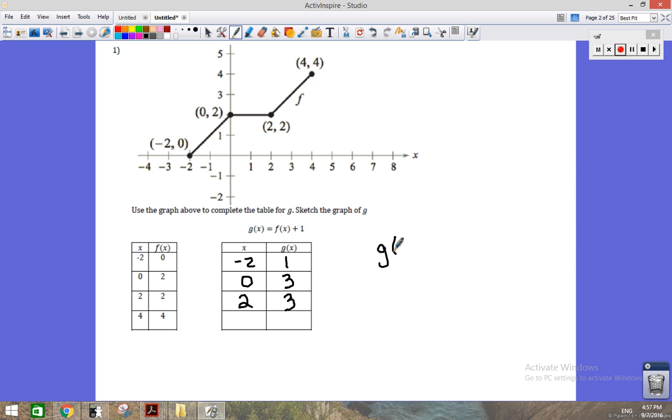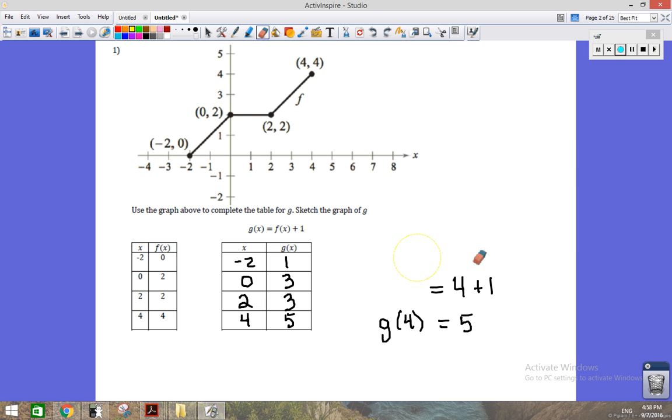And then finally, let's see what happens when g is evaluated at 4. Well, it is equal to f evaluated at 4 plus 1. And the table tells me that f evaluated at 4 is also 4. And 4 plus 1 is 5. So I know that when g is evaluated at 4, the output is 5. So that means that this graph is passing through the point 4, 5.